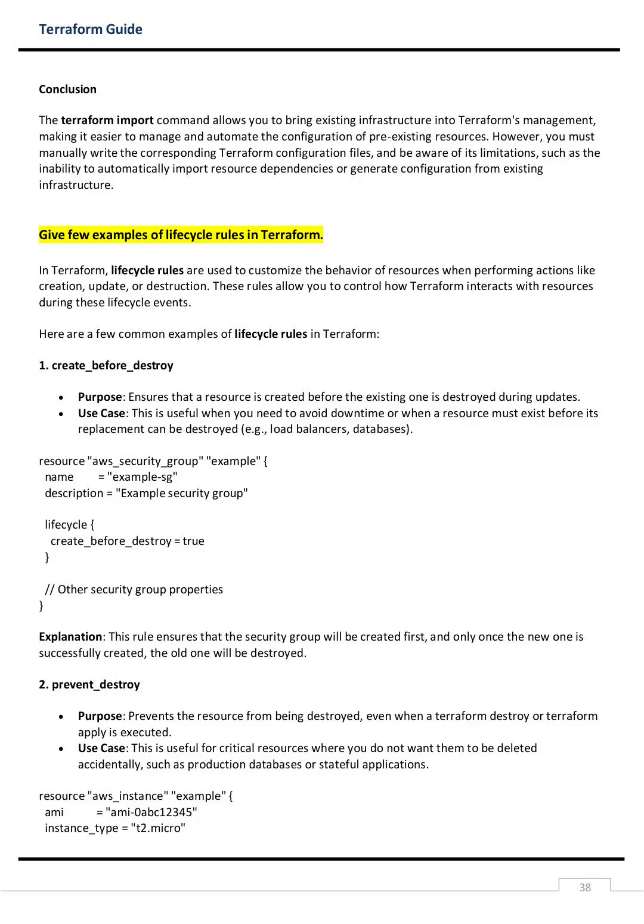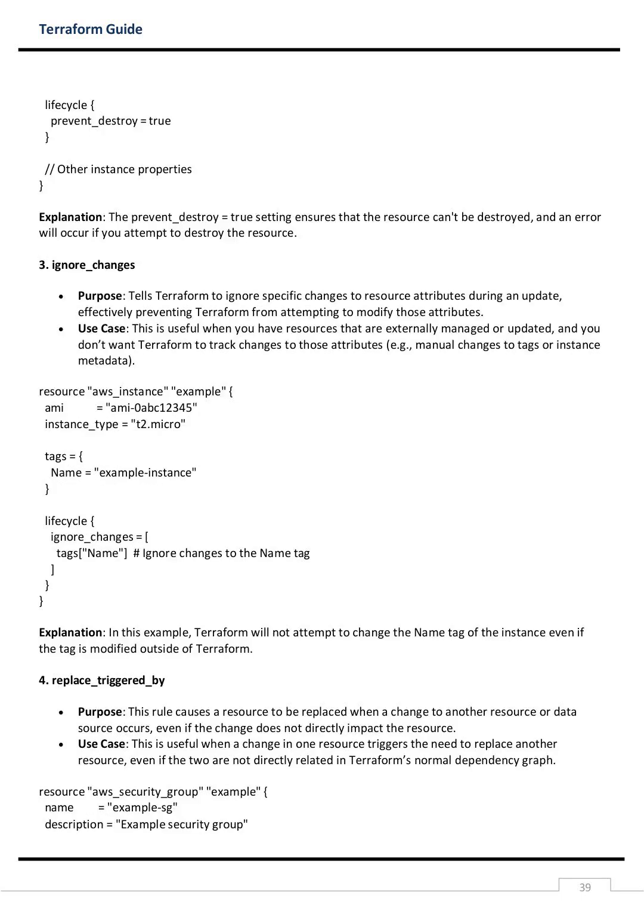2. Prevent destroy. Purpose: prevents the resource from being destroyed, even when a terraform destroy or terraform apply is executed. Use case: this is useful for critical resources where you do not want them to be deleted accidentally, such as production databases or stateful applications. Resource aws_instance example, other instance properties. Explanation: the prevent_destroy = true setting ensures that the resource can't be destroyed, and an error will occur if you attempt to destroy the resource.